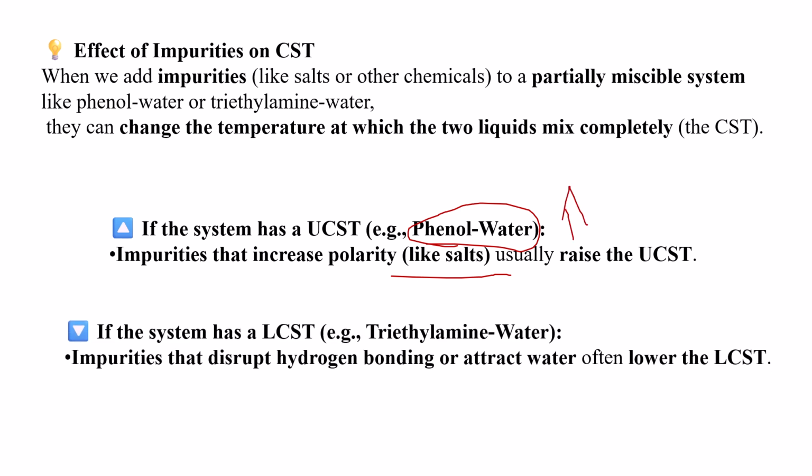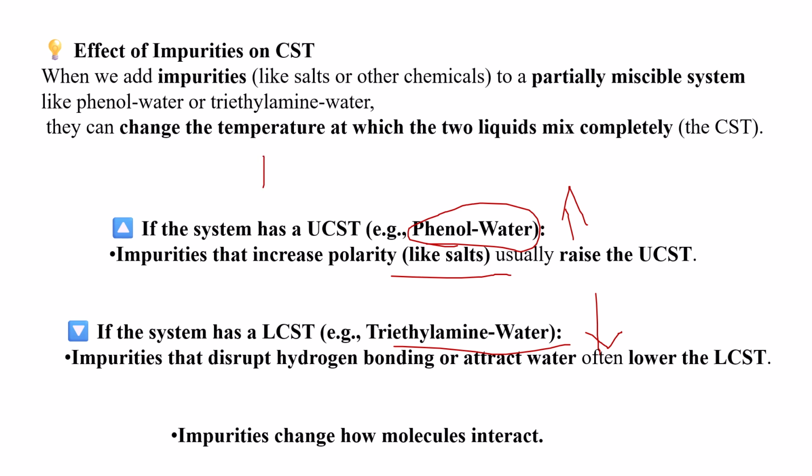Then we add similar salts or other chemicals to the triethylamine water system, which has a lower CST. It affects the hydrogen bonding, or the attraction, of triethylamine and water. So it decreases the lower CST of triethylamine water. So impurities affect the molecular interaction in the partially miscible system. It affects the critical temperature points of the system. So it may either increase or decrease, depending upon the CST of the system.